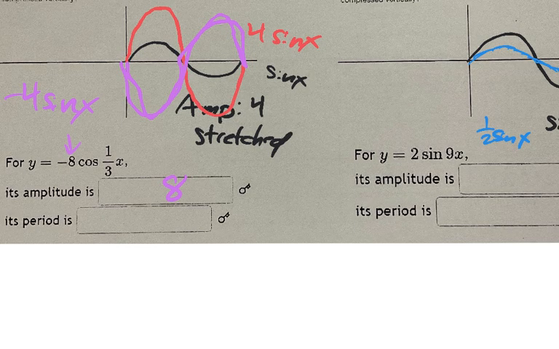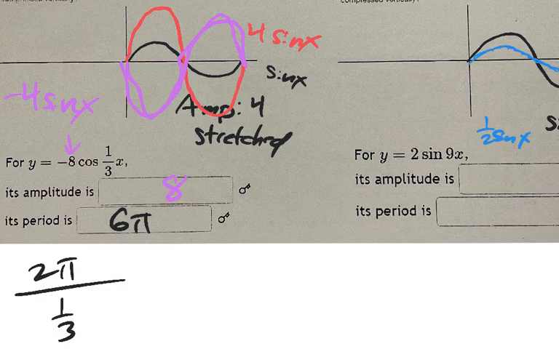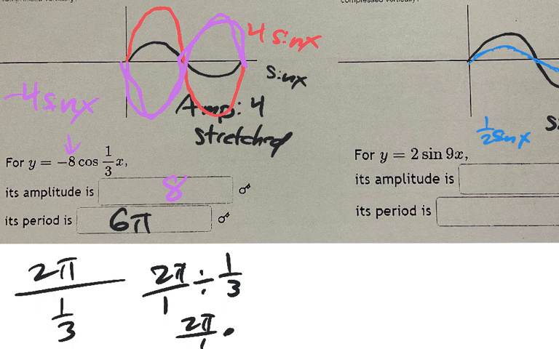What's the period of this? 2 pi over 1/3, which is 6 pi. You may go through the process of getting 6 pi from that? Is everybody okay with that? Let's go through it. I've got 2 pi over 1 divided by 1/3. So I need to multiply by the reciprocal. So if I multiply by 3 over 1, 2 pi times 3 is 6 pi.